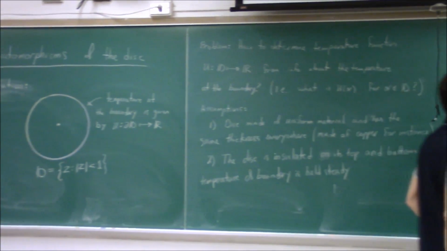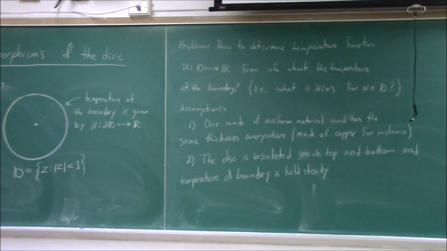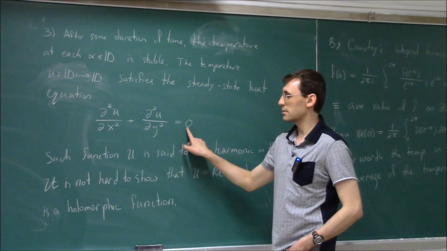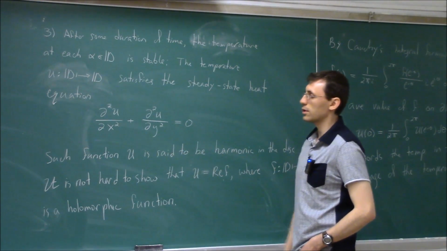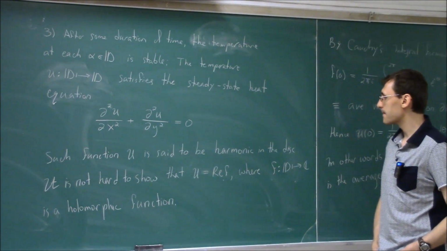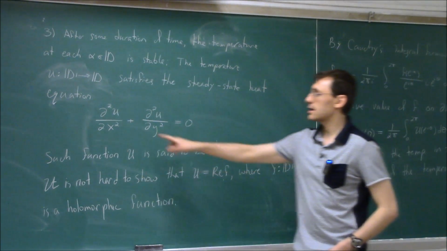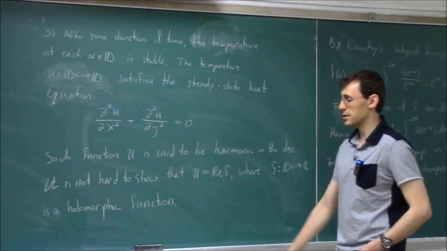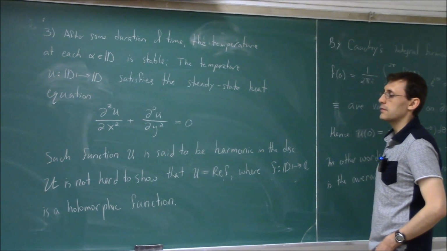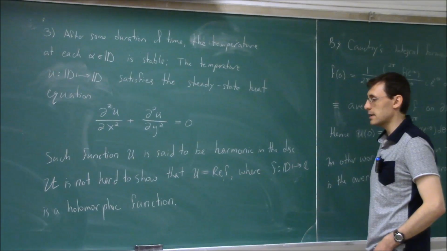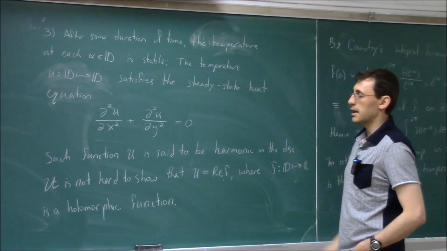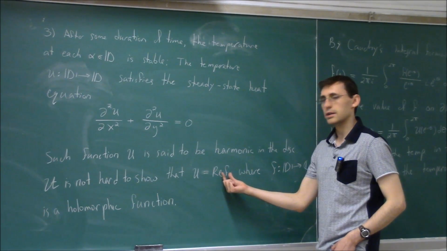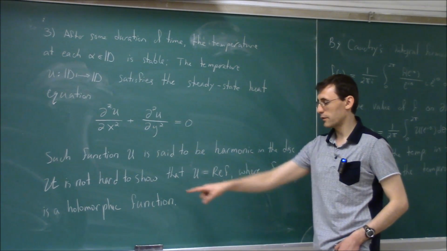And that steady state heat equation is given by this differential equation here. And it's equal to 0 when it's no longer dependent on time. So functions that satisfy this differential equation are called harmonic functions. And harmonic functions have a strong link to complex analysis in that on the disk it can be easily shown that every harmonic function is the real part of a holomorphic function on the disk.